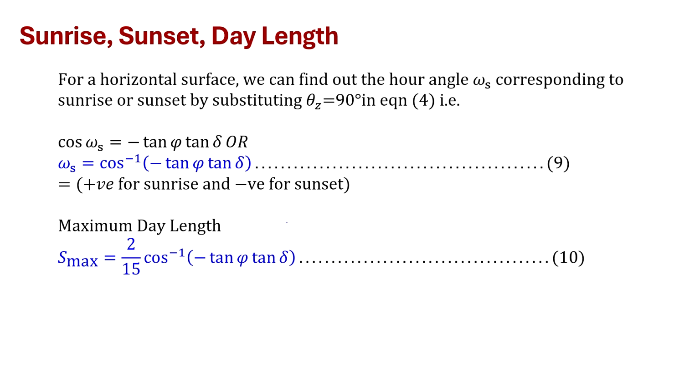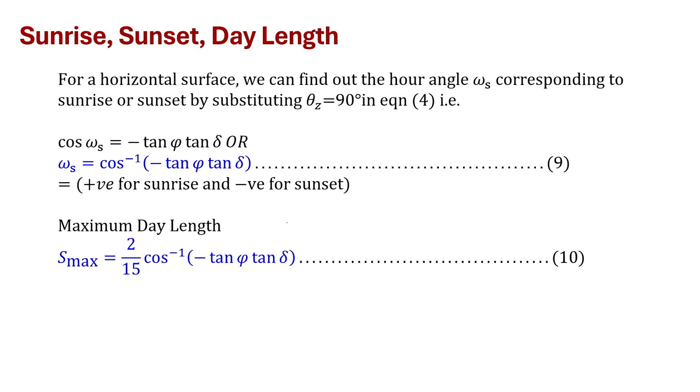Another thing that we need to know for calculation of radiation throughout the day is sunrise, sunset and day length. For a horizontal surface we can find the hour angle corresponding to sunrise or sunset by substituting theta z equal to 90, because the beam is parallel to the horizontal. As a result, theta z is 90.